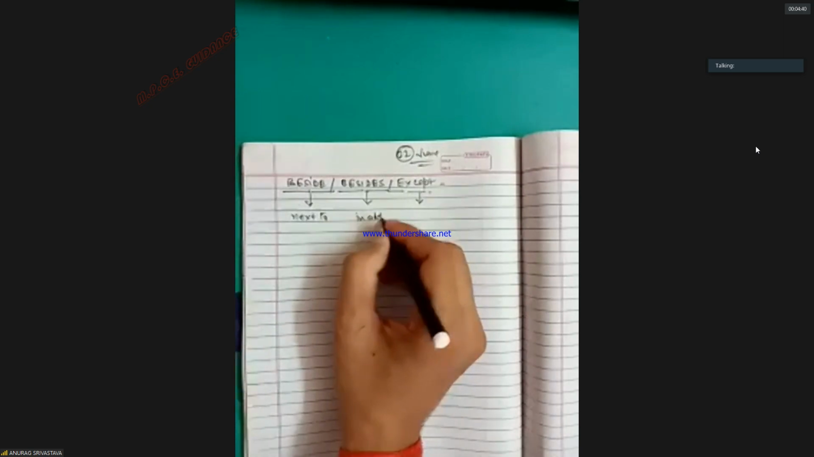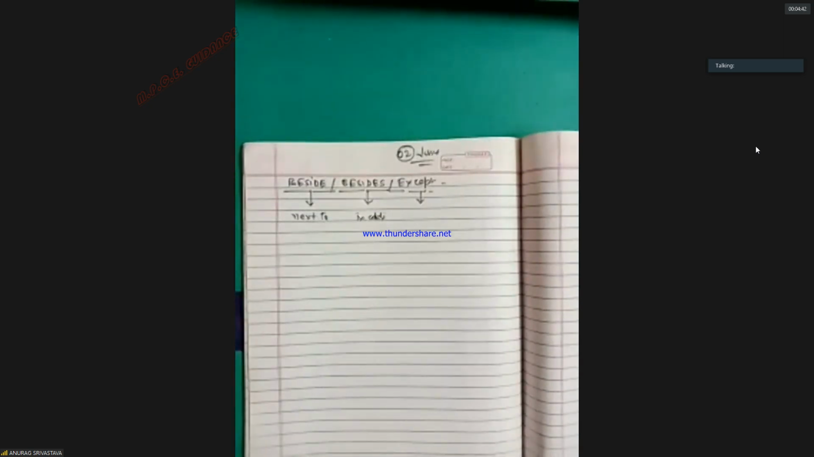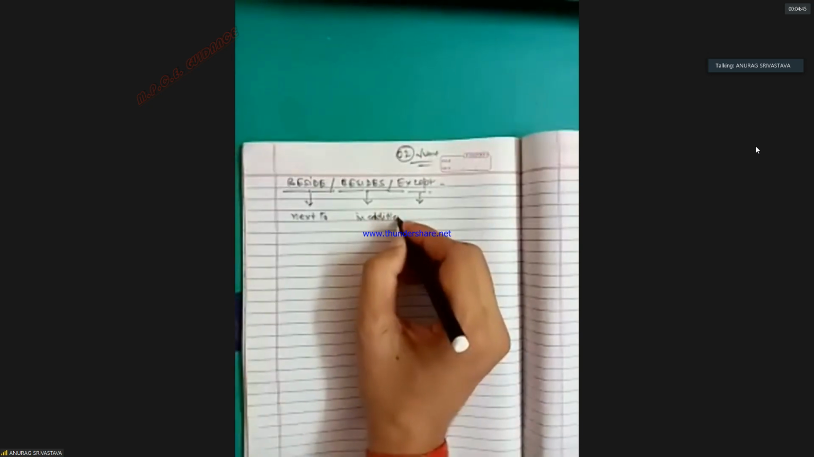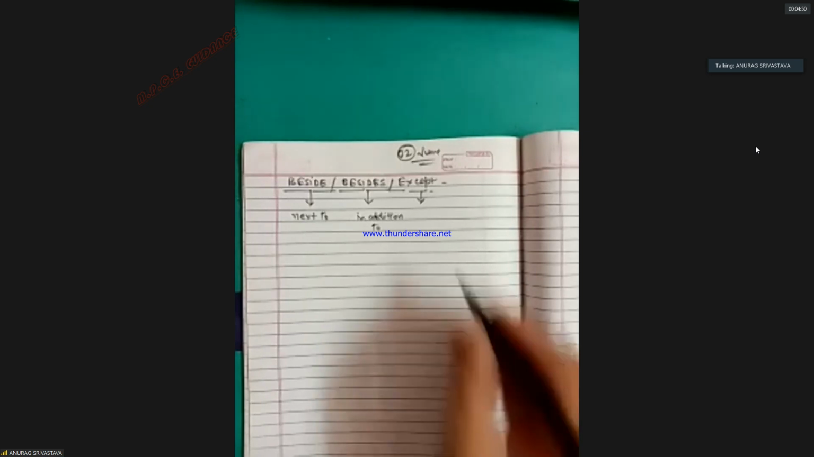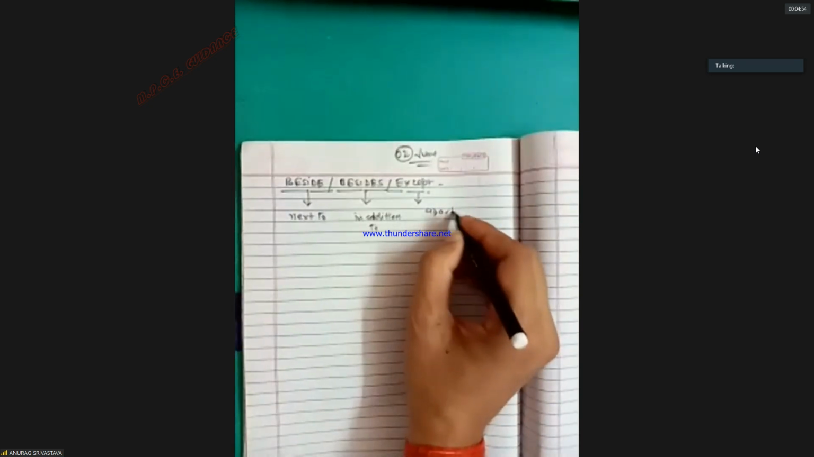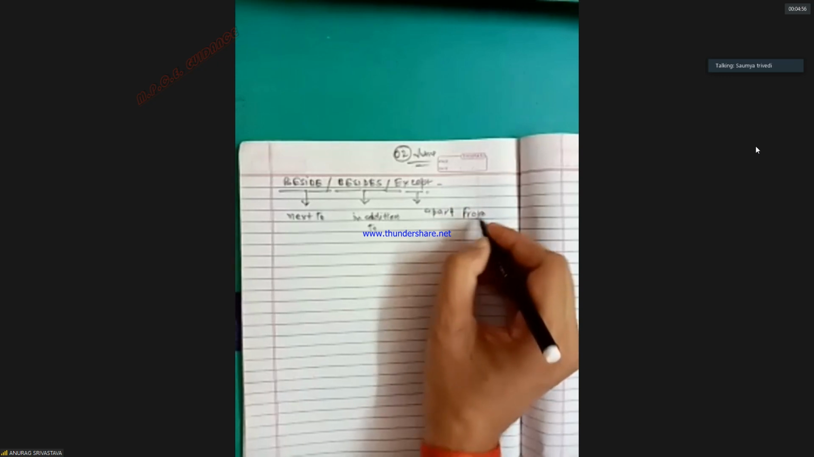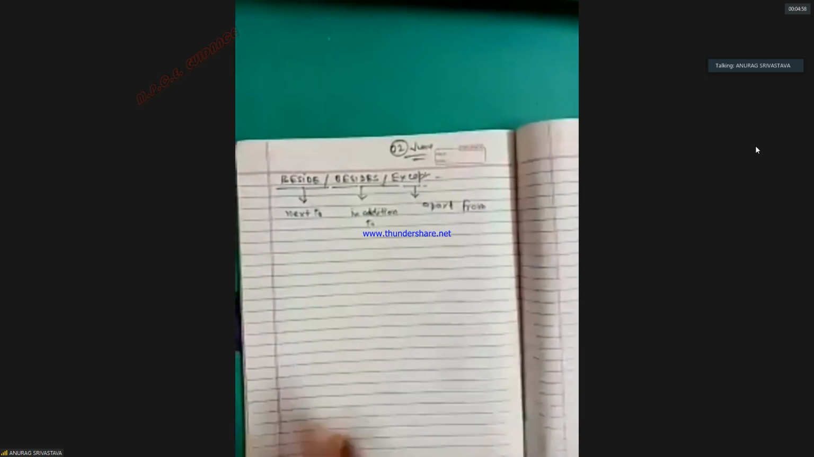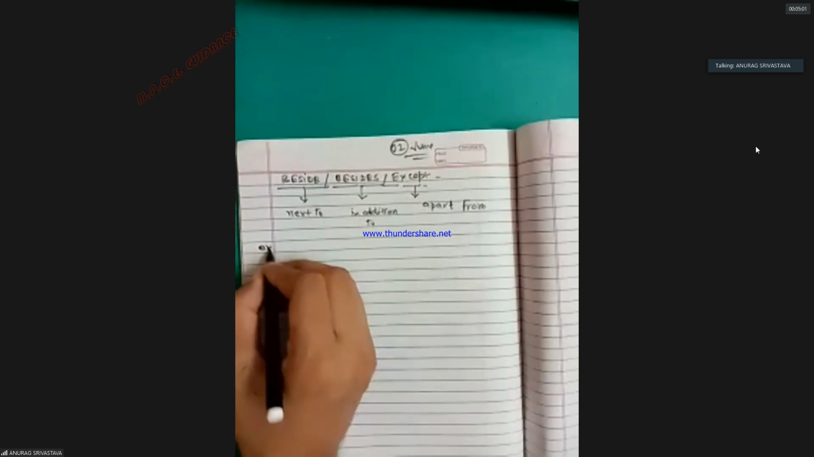What is the meaning of these three? First we write this. Which is the beside? It means next to. Fine. Which is the besides? Its general meaning is in addition to. And the third one is except. Except, you all know, is apart from. Fine. So we can see various types of examples.